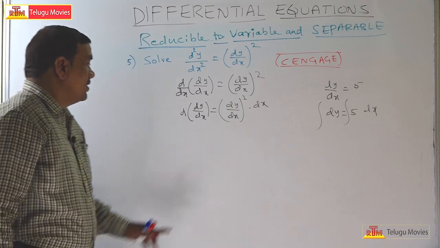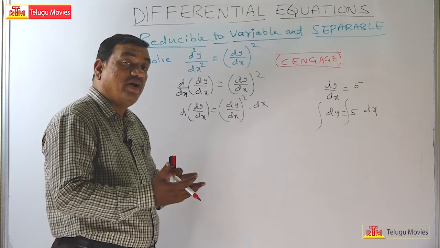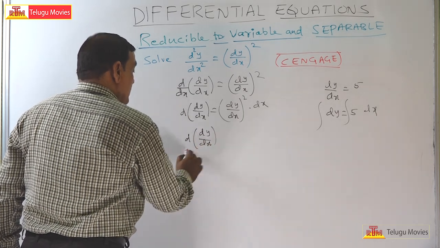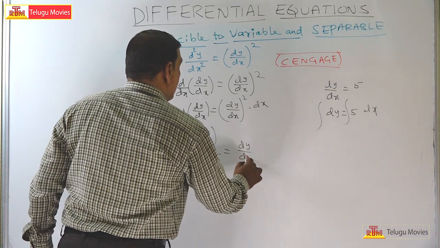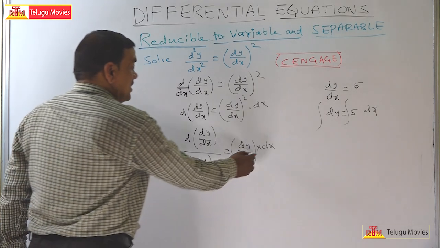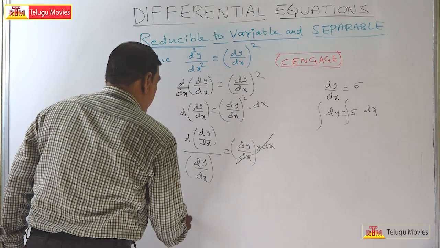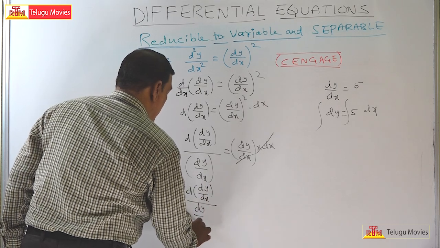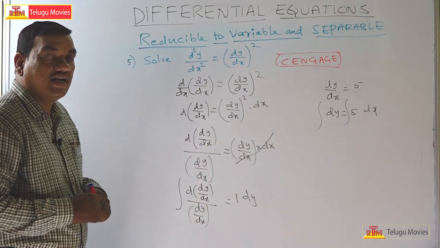Here (dy/dx) whole squared is there, so there are two factors of dy/dx. One dy/dx take to the right-hand side. So d of dy/dx, divided by dy/dx, is equal to 1 times dy/dx into dx. Here dx cancels, then take the integration on both sides: d of dy/dx over dy/dx is equal to 1 dy. Both sides I have taken integration.